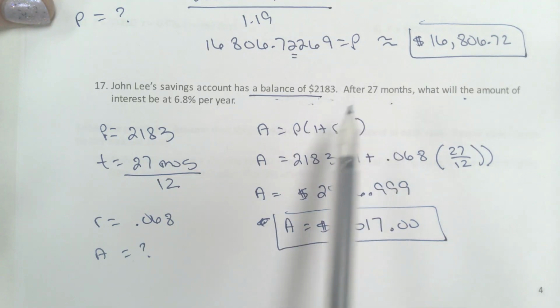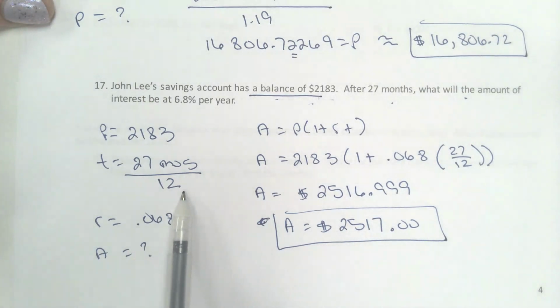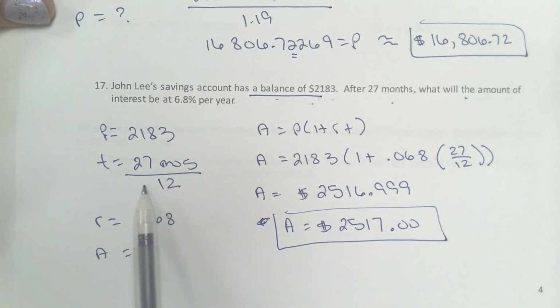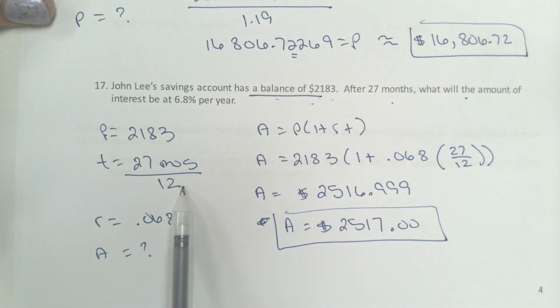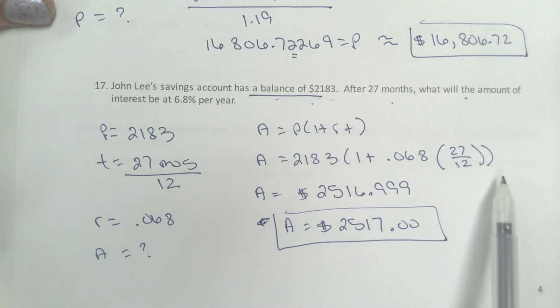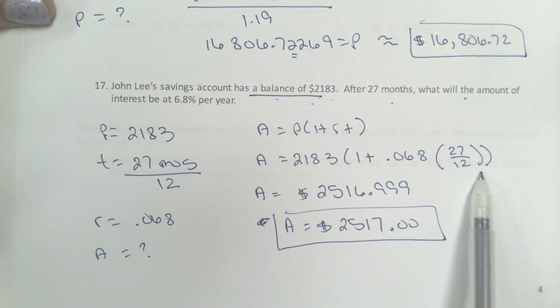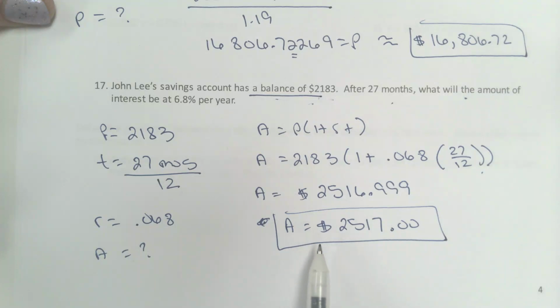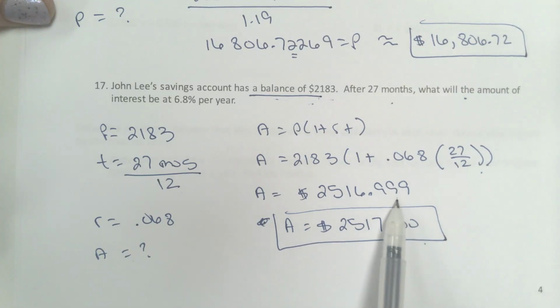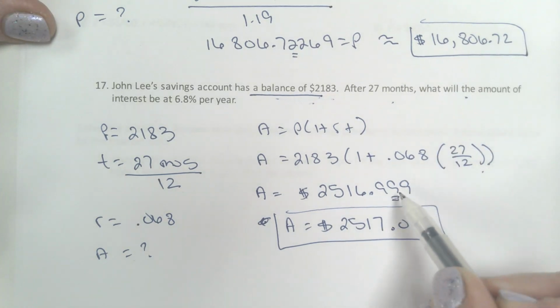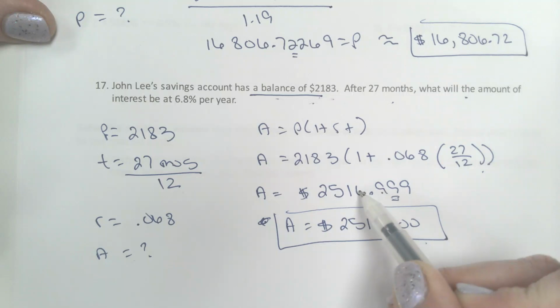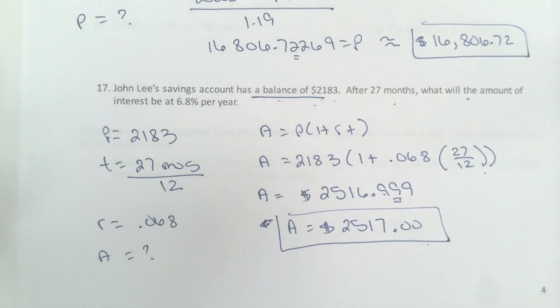My time is in months. So when I put the months in, you need to make sure that you write that in as 27 over 12 so that you change your time frame. And then when you multiply that out, I got a bunch of 9s. And so this 9 rounds that up, which rounds that up. And that's how I got $2,517. Good lesson.